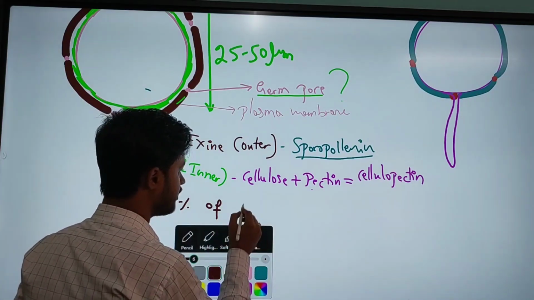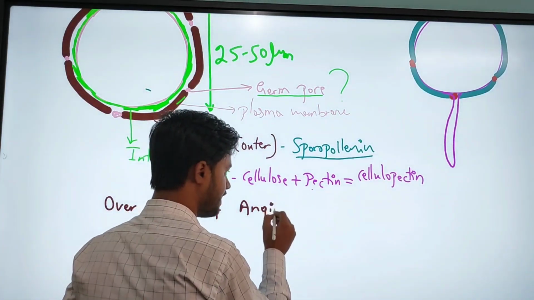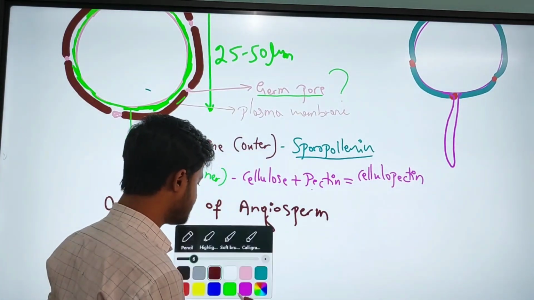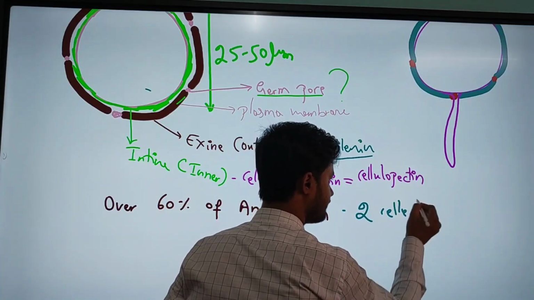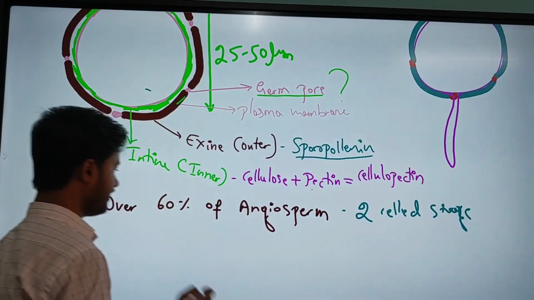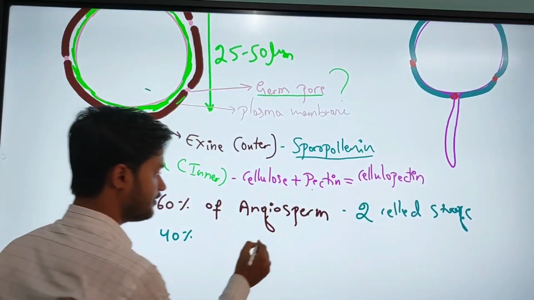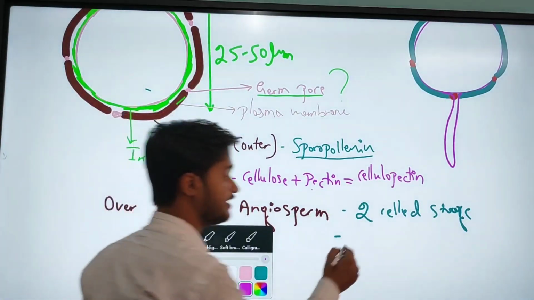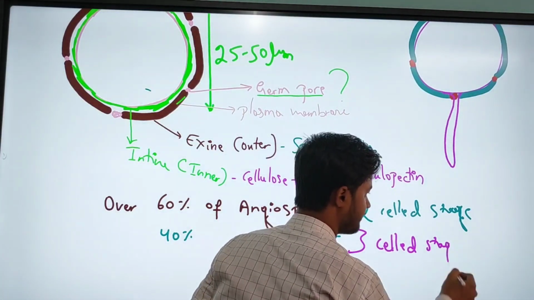Over 60% of angiospermic plant species shed their pollen grains in the two-celled stage. And the remaining 40% of the plant species shed their pollen grains in the three-celled stage. Very important question for your examination.